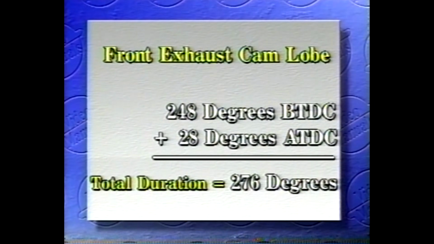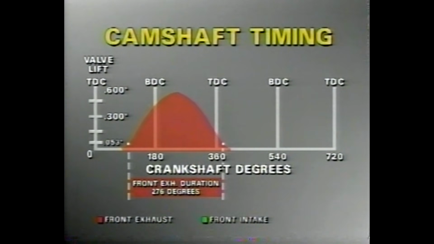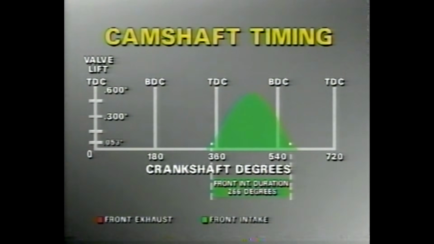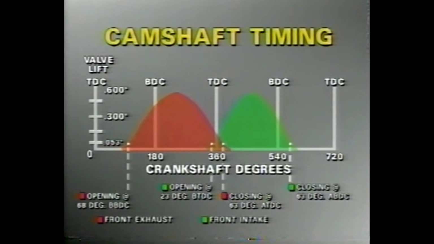Now, by adding both of our measurements together, we find the duration of our front exhaust cam lobe to be 276 degrees. We repeat the above procedure exactly to find the duration for the front intake cam lobe, which in our case is 266 degrees. Remember, to accurately compare the durations of different cams, the durations must be measured using the same constant points on the cam lobe ramp, either 20 or 53 thousandths of an inch off the base circle.